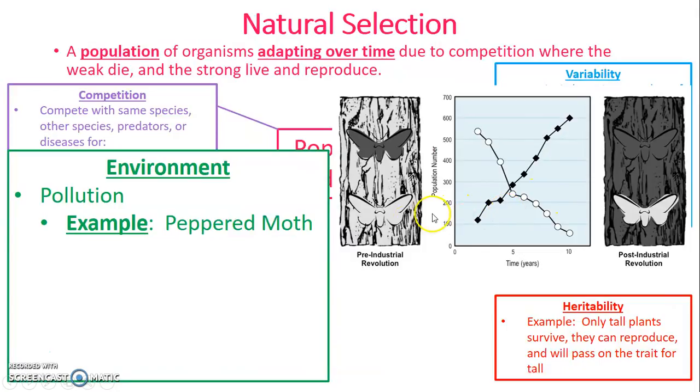So here's what happened. Here's before the Industrial Revolution, and here's after. Here we see that before the Industrial Revolution, the population of the dark ones was really low, and the population of the light ones was really high. But as time went on and the Industrial Revolution occurred and caused everything to be this black color because of pollution, the black ones could blend in, and so their population increased, and the light ones couldn't, and they got eaten and their population decreased. So we saw a change in population in this peppered moth because of that pollution.